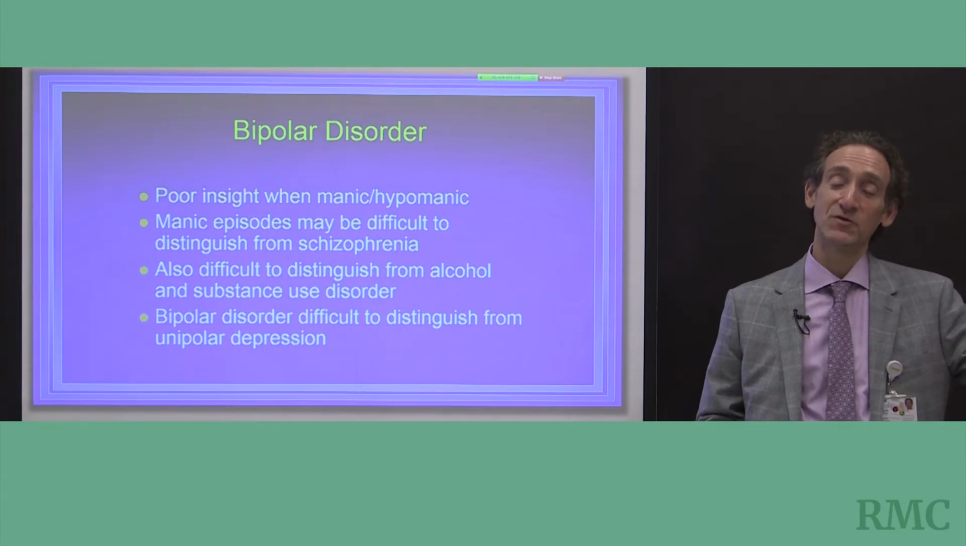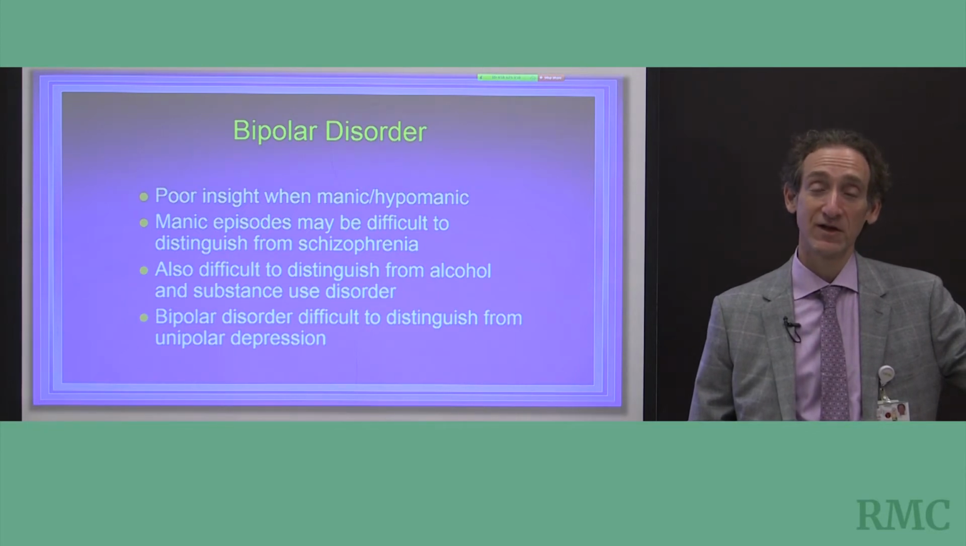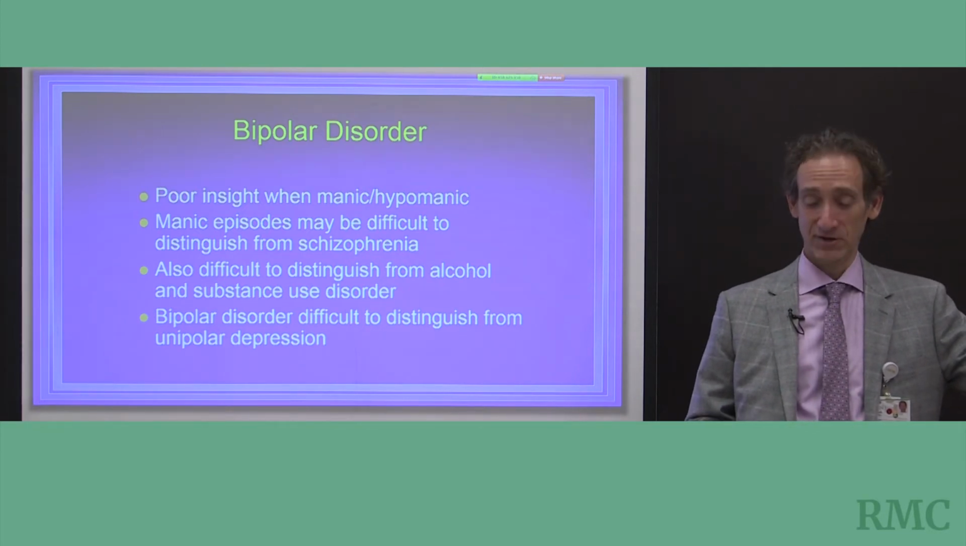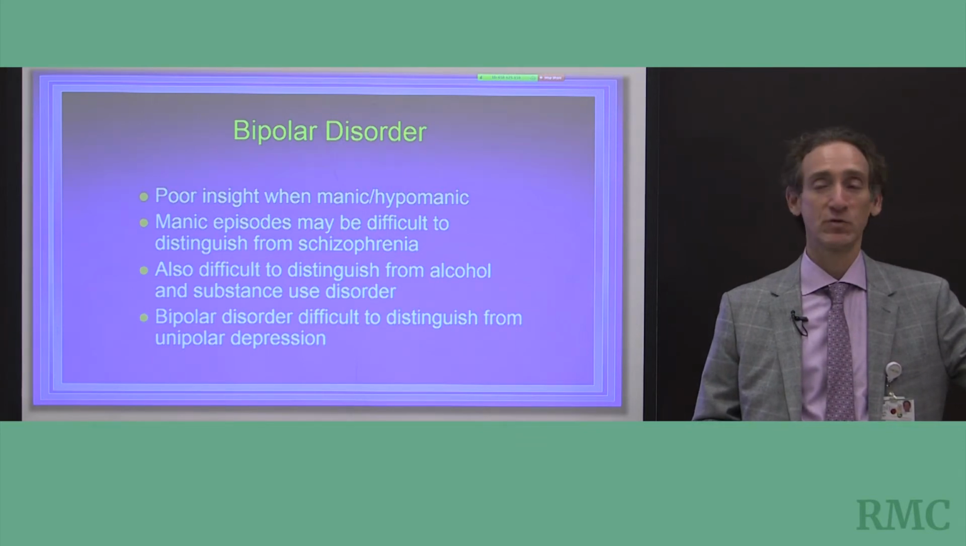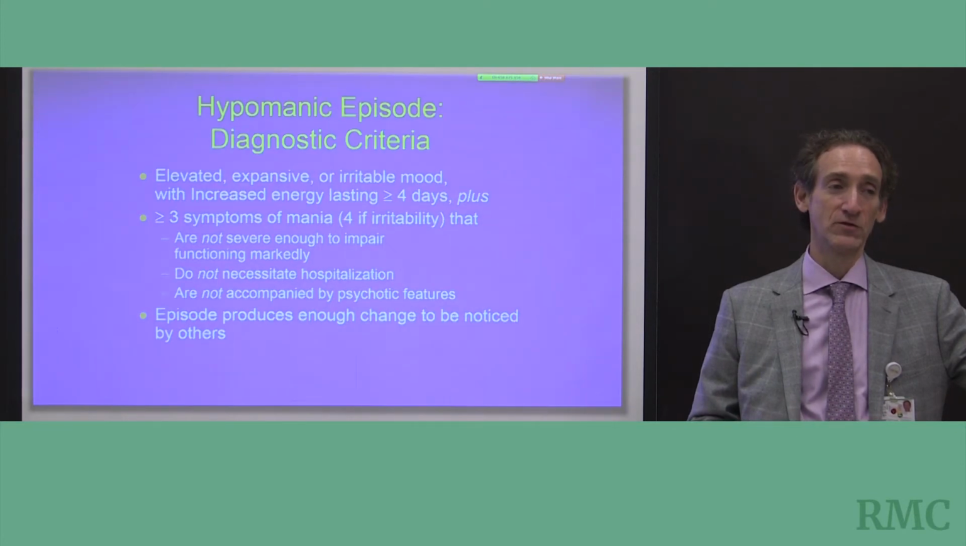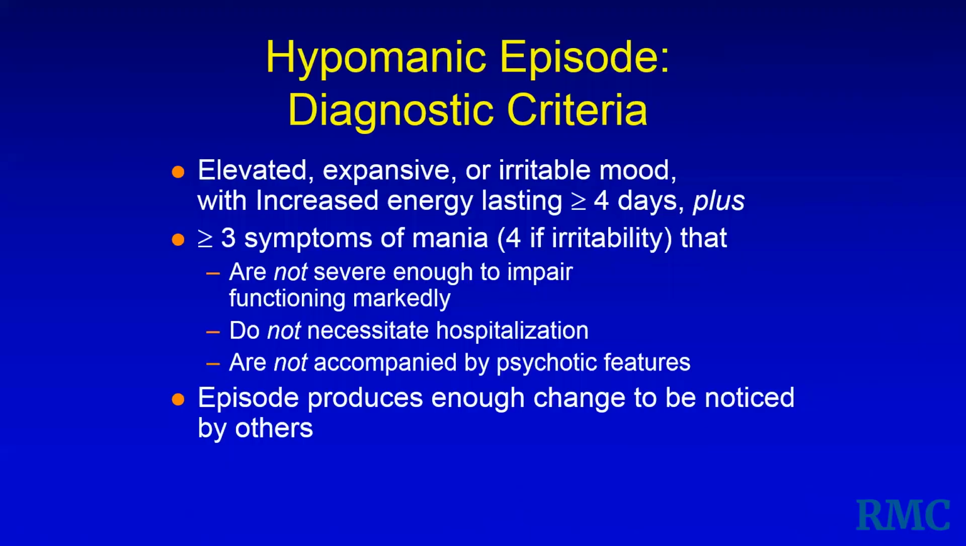And in the annals of medicine, it's rare that a patient goes to a doctor and says, hey, I'm feeling too good, can you do something about it? So bipolar 2 can be very subtle, and patients will present only with depression and they won't remember having ever been hypomanic. So to review the criteria, a person has to have an elevated or irritable mood with increased energy. You have to have both increased energy and these mood changes for 4 or more days, plus various symptoms of mania. And for a hypomanic episode, it's not severe enough to impair functioning markedly, doesn't lead to hospitalization, not accompanied by psychiatric features.